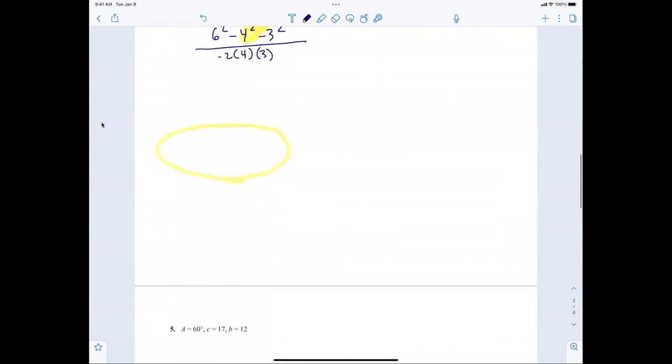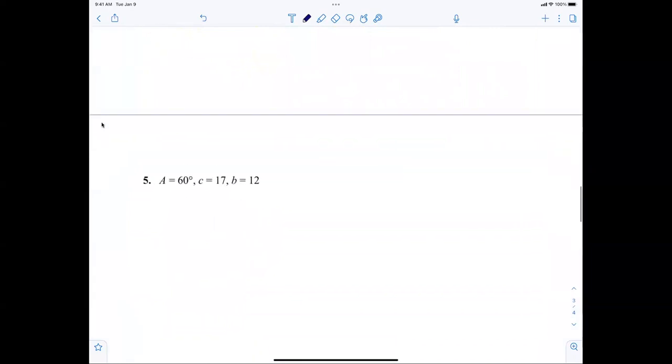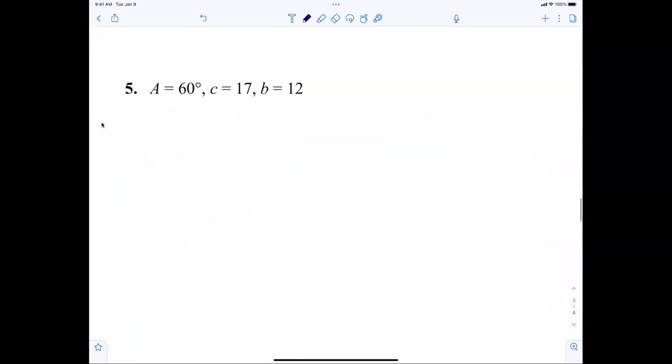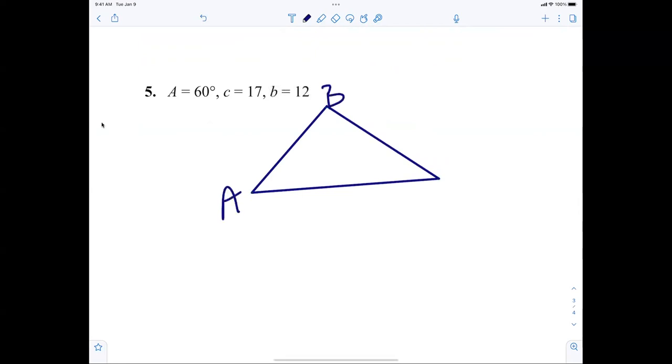Wow, there's a lot of work here. All right, so let's go down to question number 5. Draw it out for me real quick. Doesn't matter, just put A, B, C. 60 degrees. C is 17. B is 12.